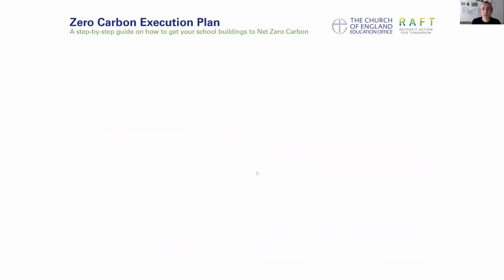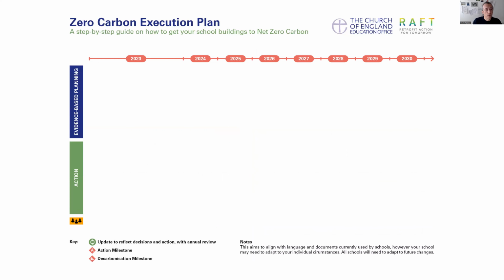Okay, so moving on to the actual graphic. We've got a clear timeline from now, or sort of 2023, so relevant for the beginning of next year, until 2030. We've then divided it into a section for engagement at the bottom, action, and then evidence-based planning. We've got a key at the bottom for annual reviews, action milestones, decarbonisation milestones, and then we have some notes. And here we've talked about this aligning with language and documents currently used by schools.